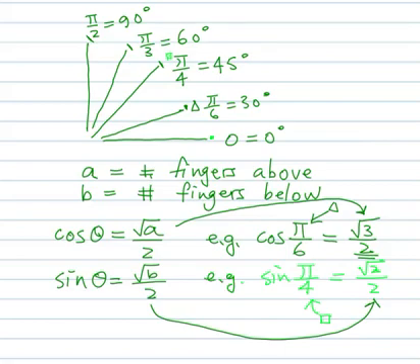Another example. If we want to find sine of pi fourth, I use a square to represent pi fourths. We're finding the sine function, so we find the number of fingers below the square. We have 1, 2. So sine of pi fourths is the same as root 2, replacing B by 2 from the formula, divided by 2.